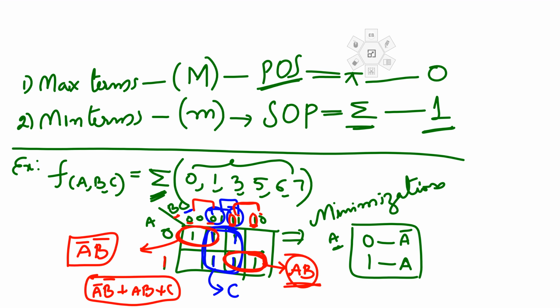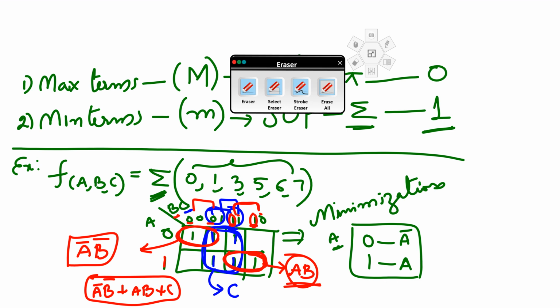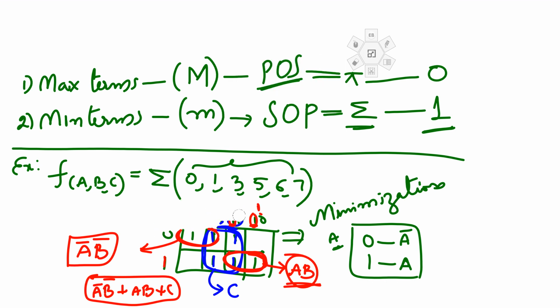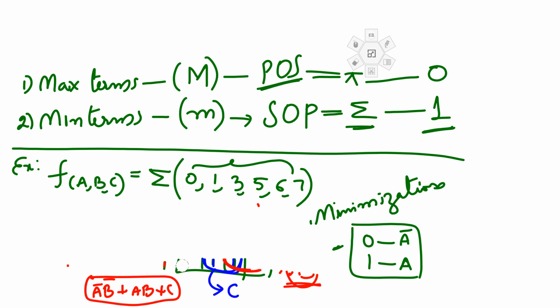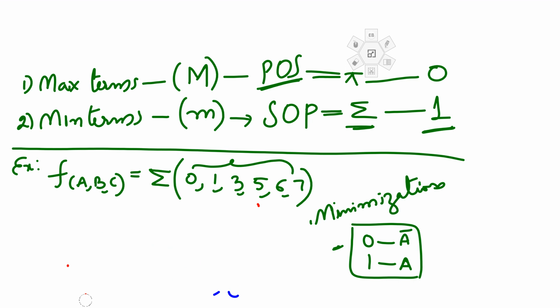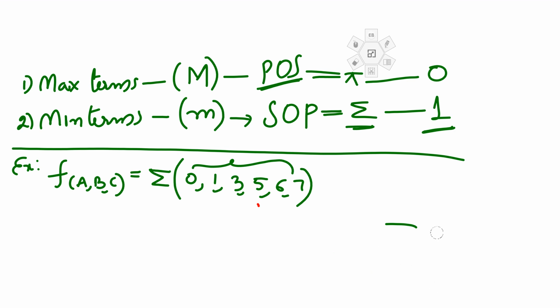Okay, so if it is the product of sums, how will we do it? I will just remove this and we will see it as a max term. I am making only one change in the given function, that is pi. If it is pi, what happens?